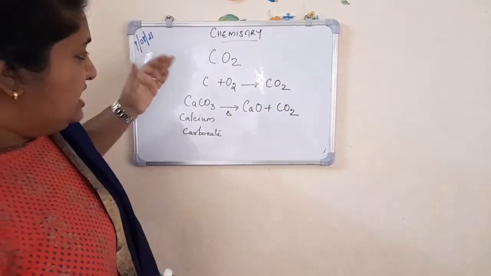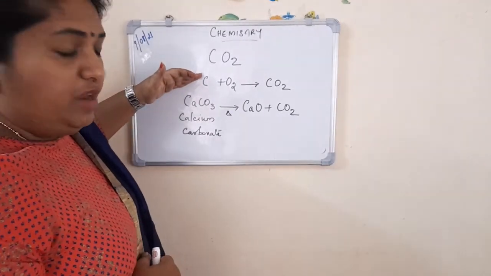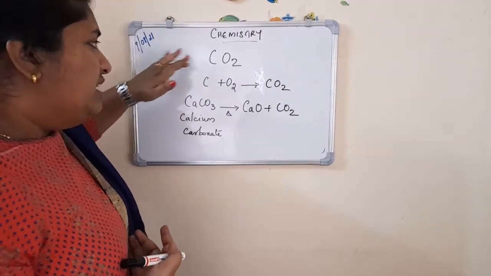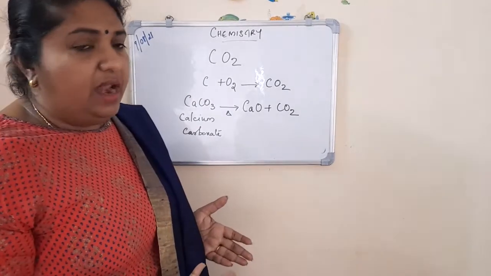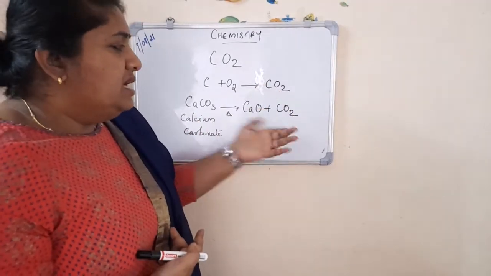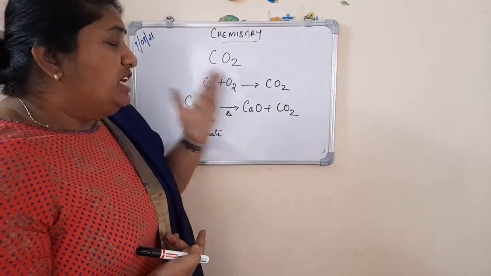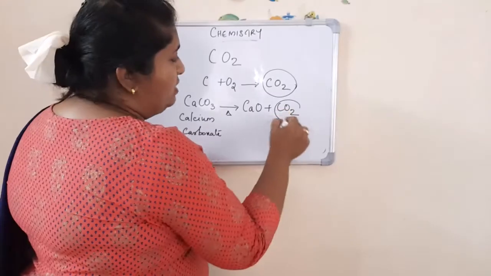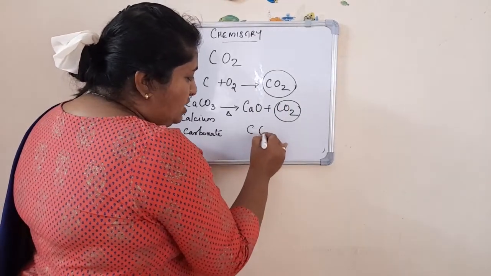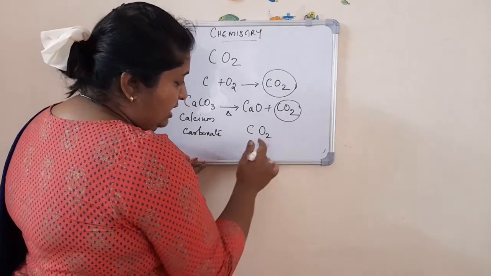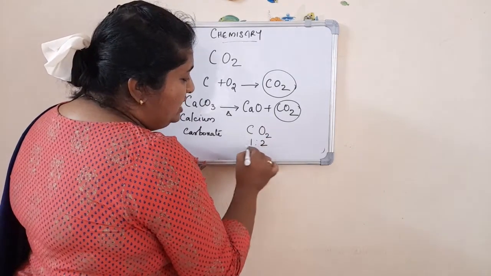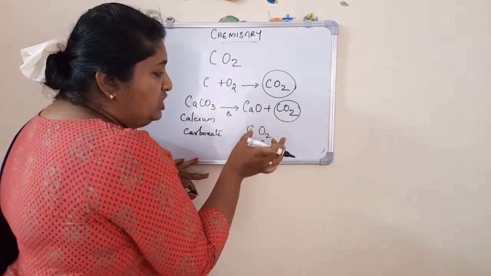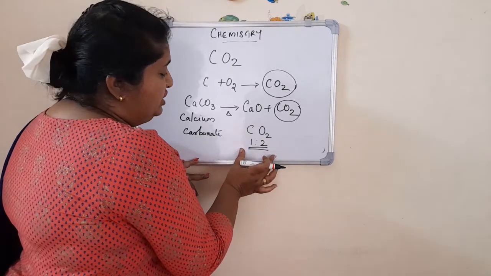So see, in these two equations, there is burning of carbon in oxygen as well as decomposition of calcium carbonate. These two are different reactions, isn't it? Two different sources from where we are getting carbon dioxide. So whatever be the source, the formula always remains the same, carbon dioxide, because carbon and oxygen combine together in a definite ratio, that is 1:2, isn't it?